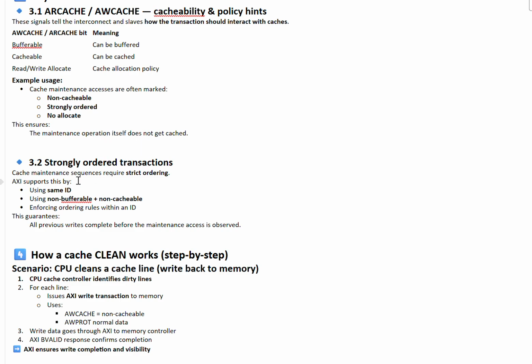First, let's look at a strongly ordered transaction. Cache maintenance sequences require strict ordering. AXI supports this kind of ordering using the same ID, using non-bufferable and non-cacheable attributes, and enforcing the ordering rules within an ID. This guarantees that all the previous writes are completed before the maintenance access is observed.